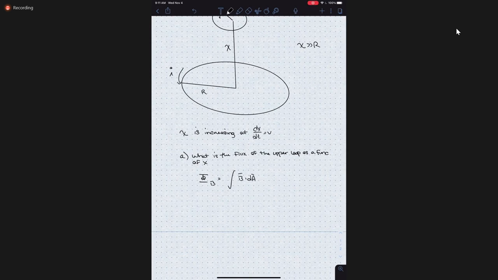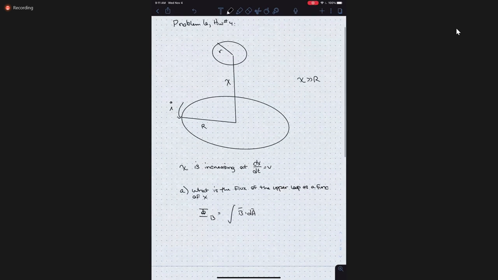Now in this case, the upper loop is not deforming at all, it's not changing in area, it's not rotating, it's just moving up. So the magnetic field that this lower loop produces is not constant, it's going to be a function of separation, most likely. But it will still be in the same direction, right? A is not changing. So really, this is just equal to B times A. That's it.